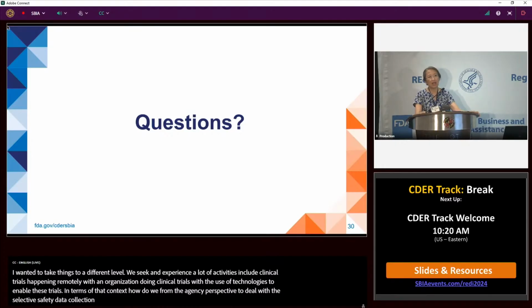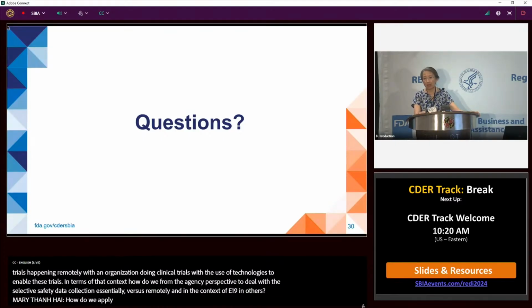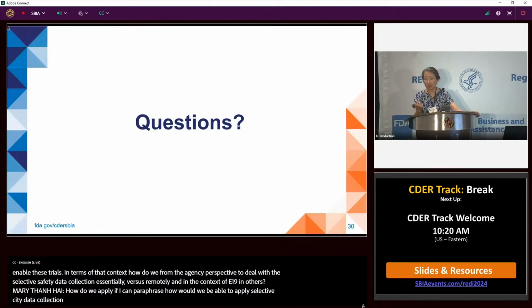Okay, so if I can paraphrase, how would we be able to apply selective safety data collection in different novel ways of conducting trials, such as remote monitoring, decentralized trials or digital health technology? Yes, or even real world evidence.